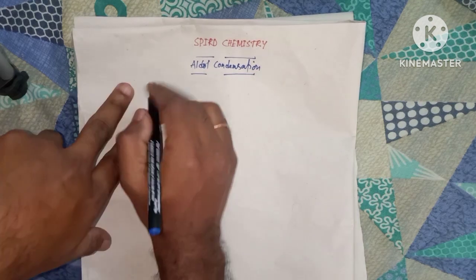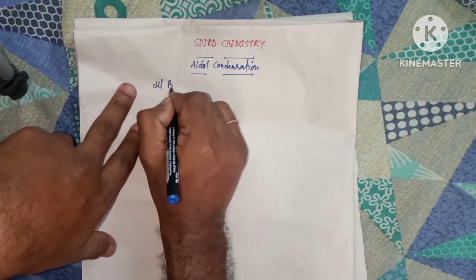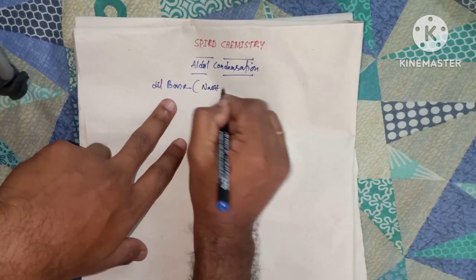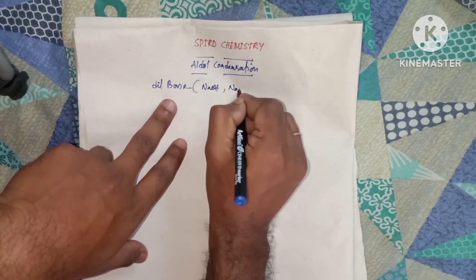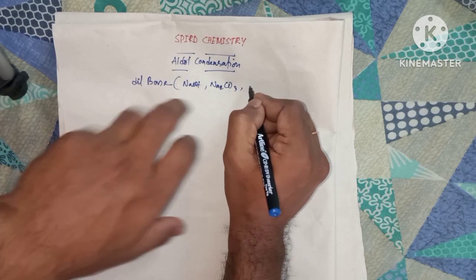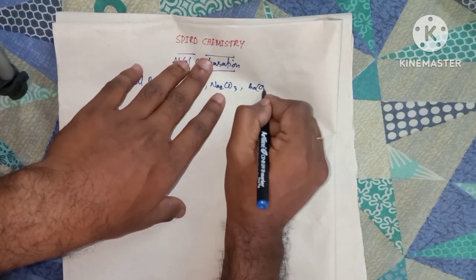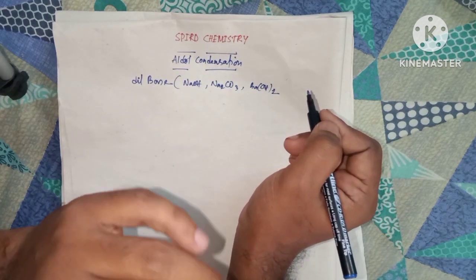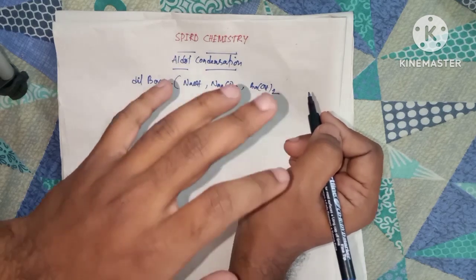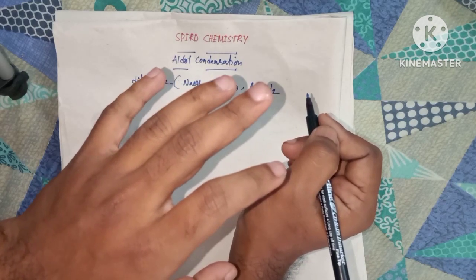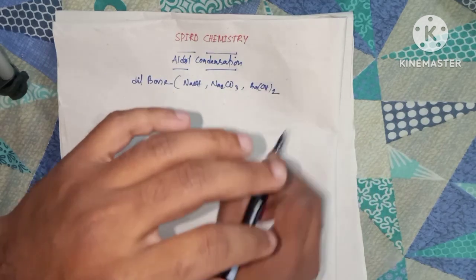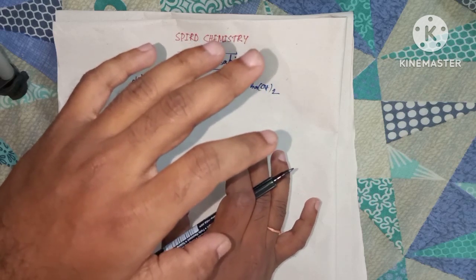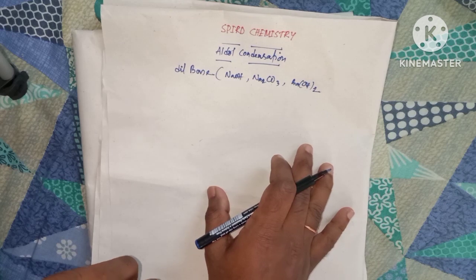At first, we take a dilute base. A dilute base means NaOH (sodium hydroxide), Na2CO3 (sodium carbonate), as well as baryta, Ba(OH)2, etc. This is a dilute base, and an aldehyde or ketone containing alpha hydrogen forms a beta-hydroxy aldehyde. It's called the aldol condensation reaction.